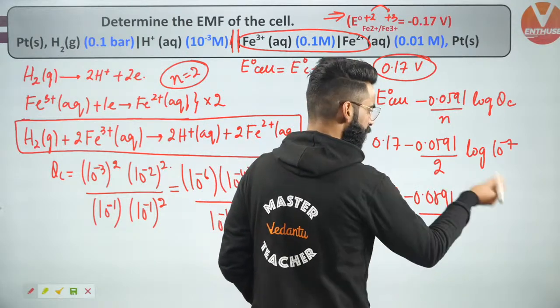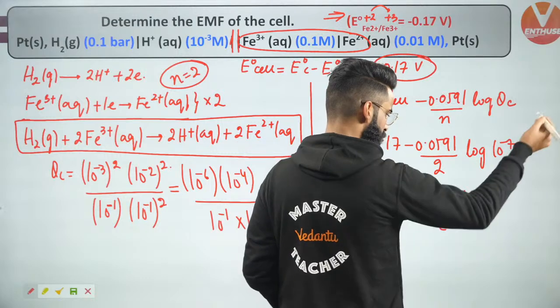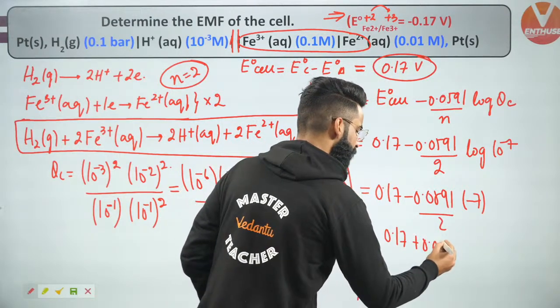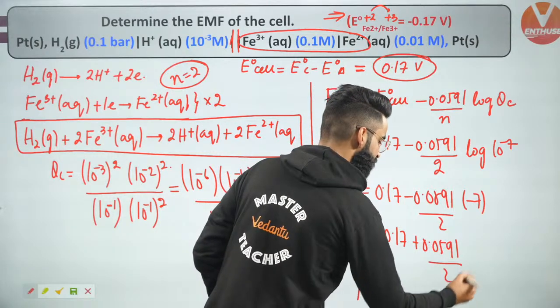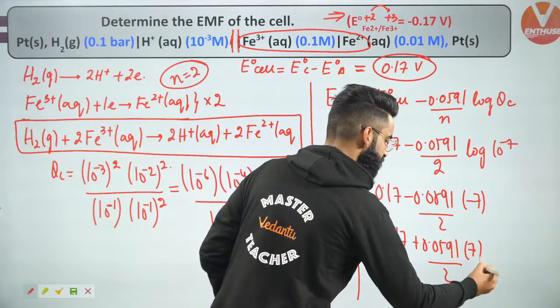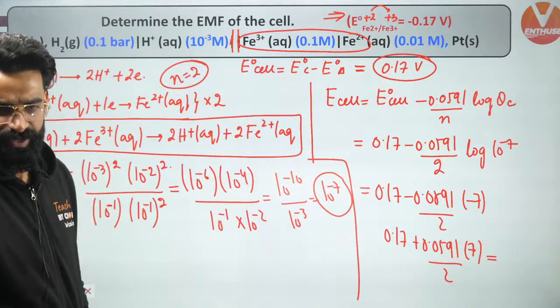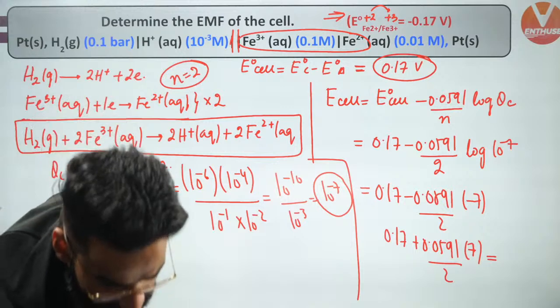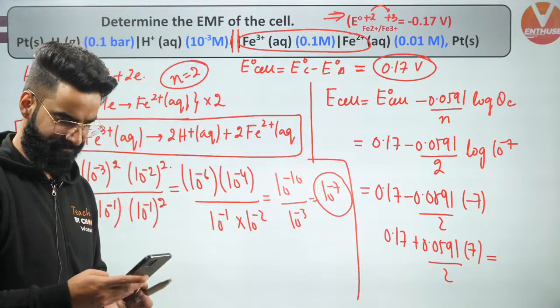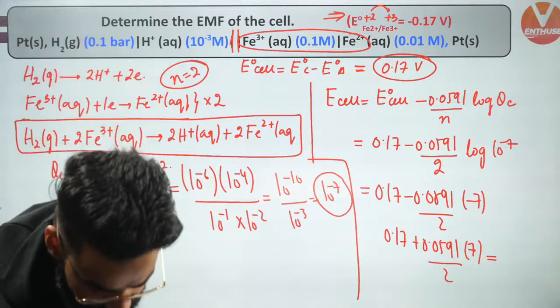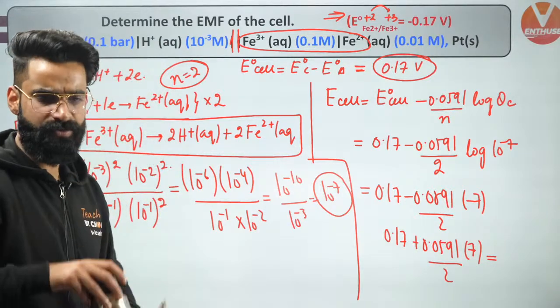0.0591 divided by 2. Log of m to the power n is n log m. Log 10 is 1. So it's going to be 0.17 plus 0.0591 divided by 2 multiplied by 7. Just solve it out. Let me know the answer in the chat box fast, guys.